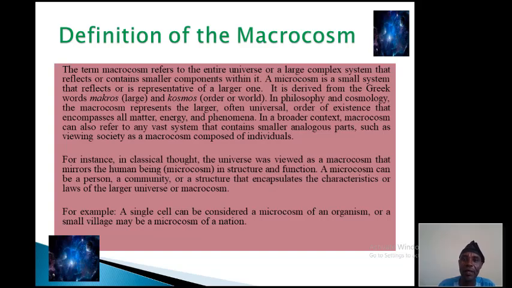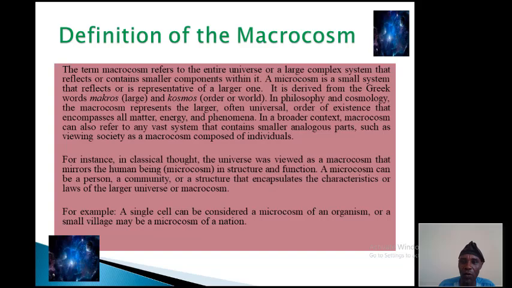Definition of the macrocosm. The term macrocosm refers to the entire universe or a large complex system that reflects or contains smaller components within it. A microcosm is a small system that reflects or is representative of a larger one. It is derived from the Greek word macros, meaning large, and cosmos, meaning order or world.